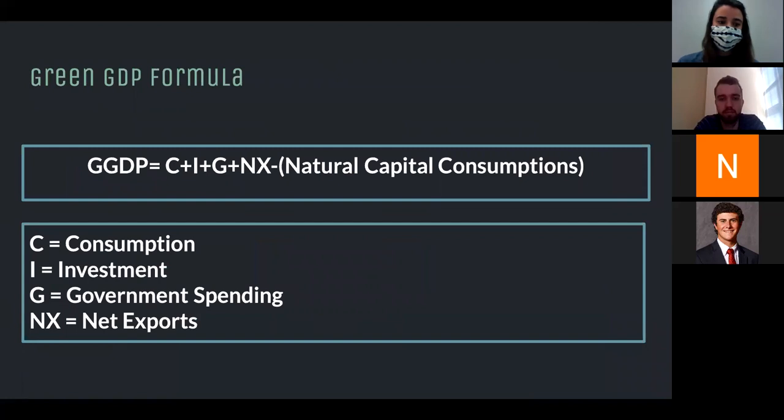As we see here, green GDP is calculated in the same way which we calculate normal GDP. And we still have the variables for consumer spending, investment, and government spending, as well as net exports. However, you add a calculation for natural capital consumptions. While this is the only difference between the 2 calculations, we have seen over time finding the calculation for natural capital consumptions is very difficult in practice.